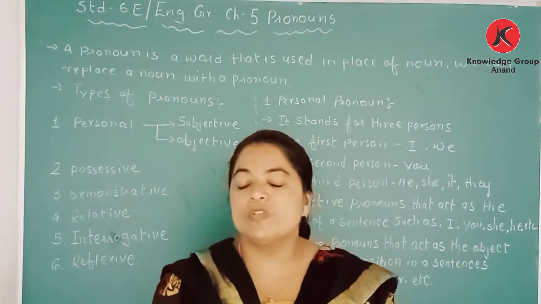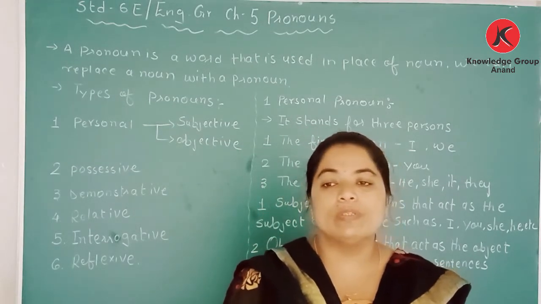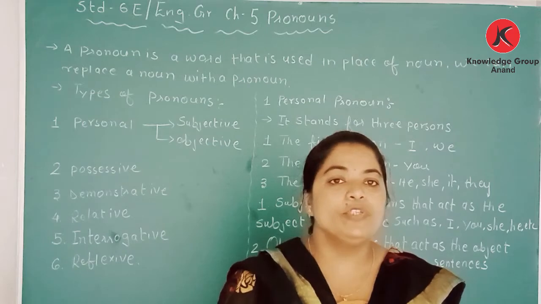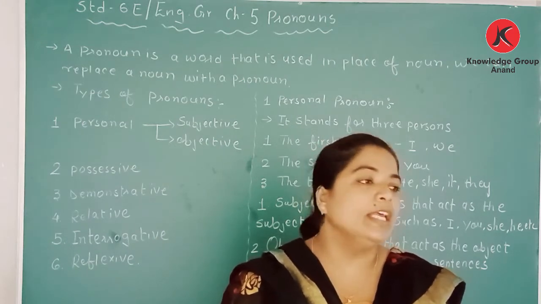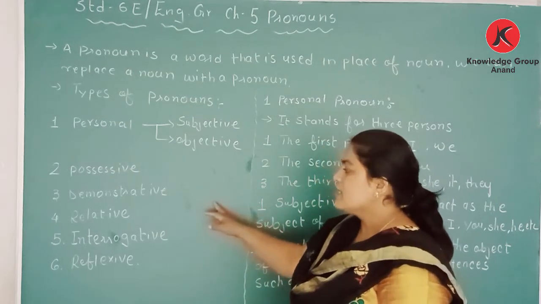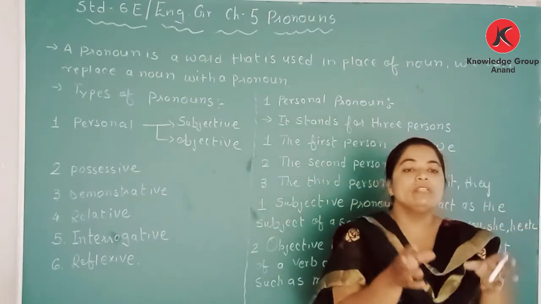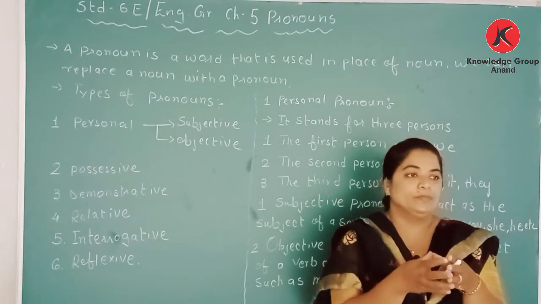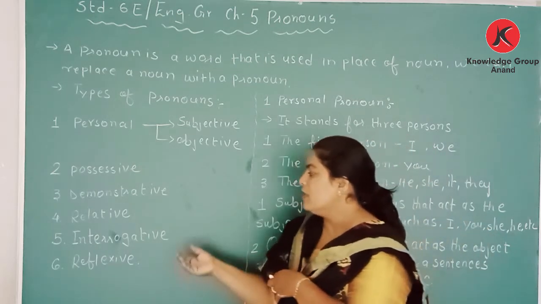Which are the demonstrative pronouns? This, that, these and those. These are the demonstrative pronouns. They are used before nouns. The fourth is relative pronoun, which shows the relations between two persons in a sentence.